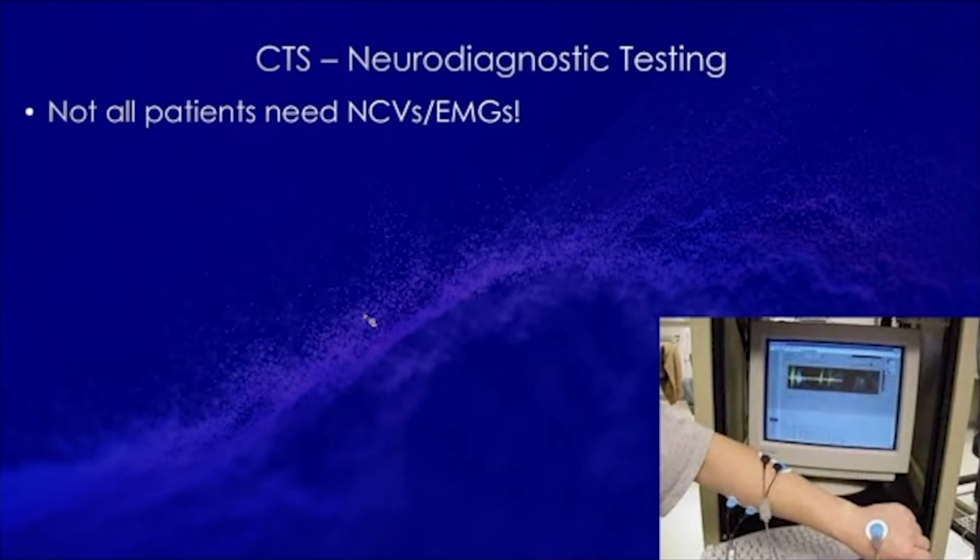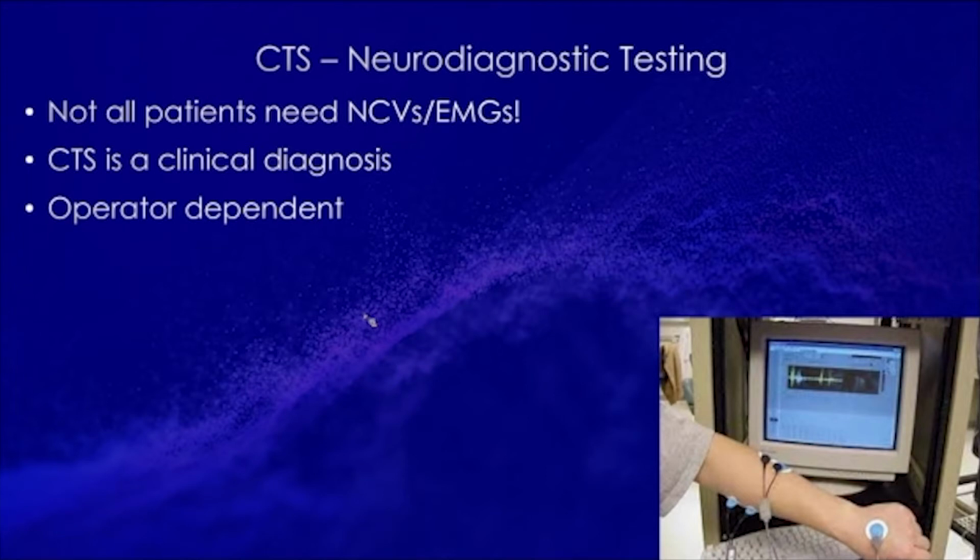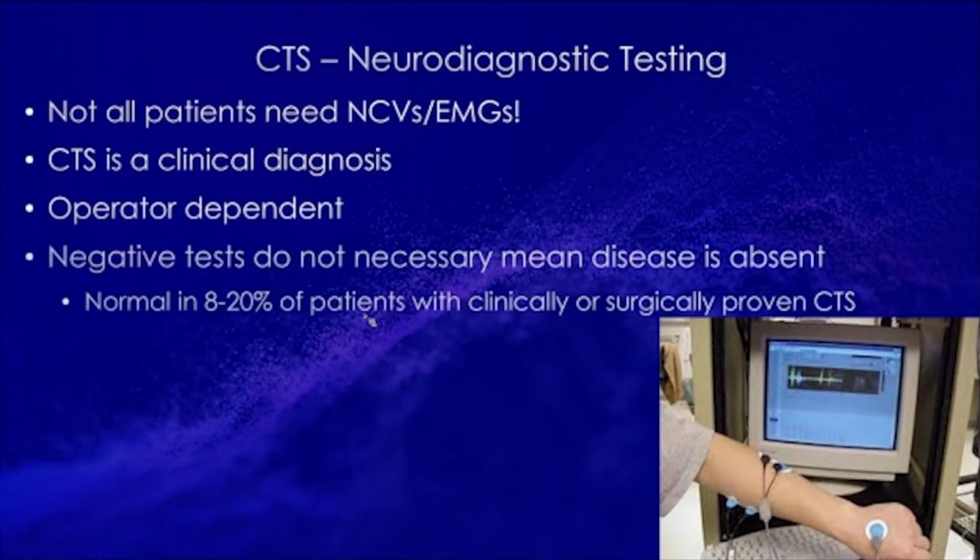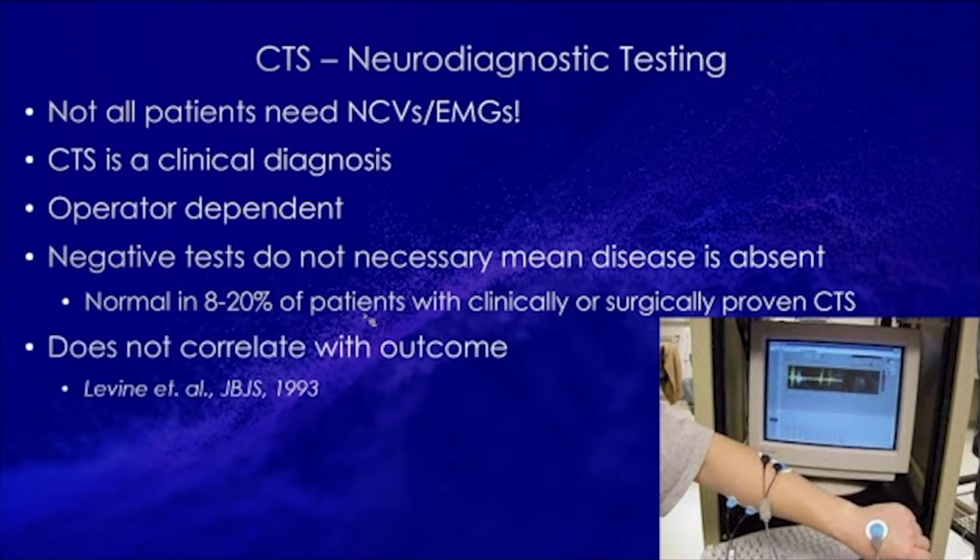As Steve spoke about doing nerve tests, I think it's important that not all patients need nerve tests. Carpal tunnel really is a clinical diagnosis. We make the diagnosis on exam. The problem with nerve tests is that they are very operator dependent. And as Steve said, a negative test doesn't mean someone doesn't have carpal tunnel. The nerve test can be normal in 8 to 20% of patients with clinically and surgically proven carpal tunnel. And they really don't correlate with outcome.